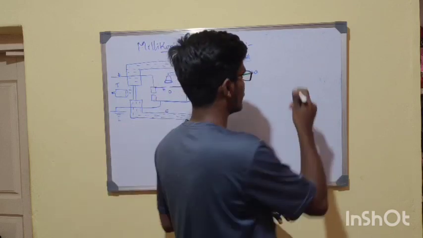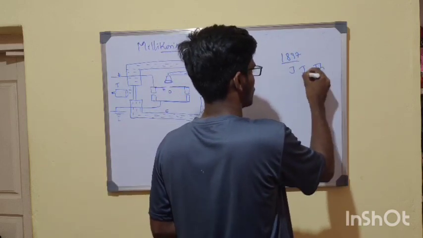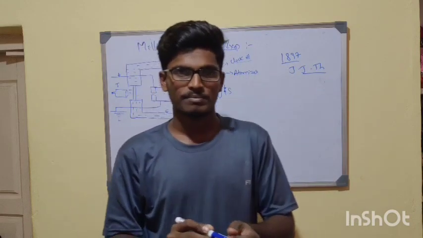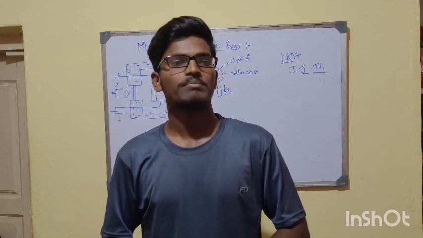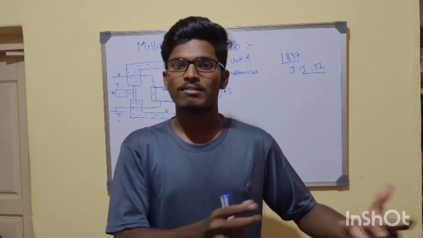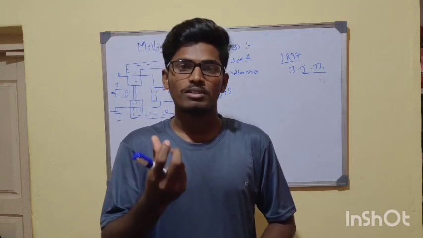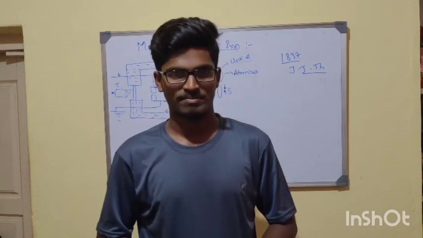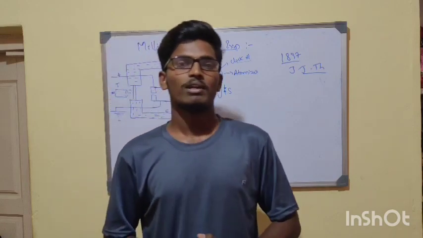In 1897, J.J. Thomson discovered the electron. He said that electrons are negatively charged particles which are present in an atom, but he did not give any numerical value for the negative charge of that electron. That means how much charge an electron has. He failed to give that numerical value.